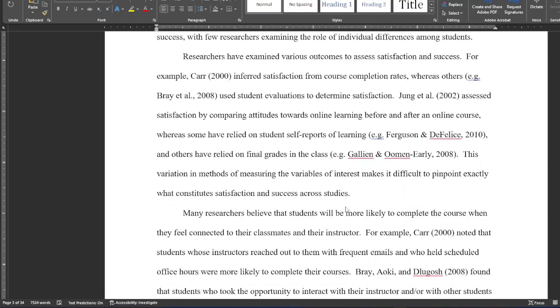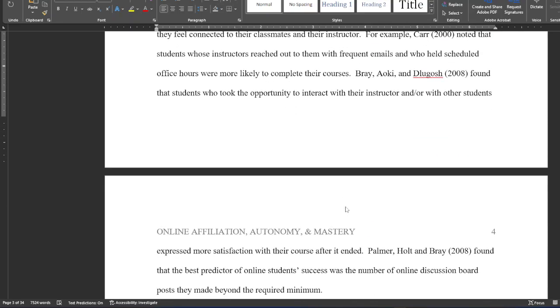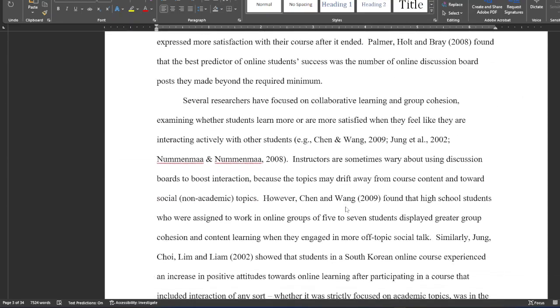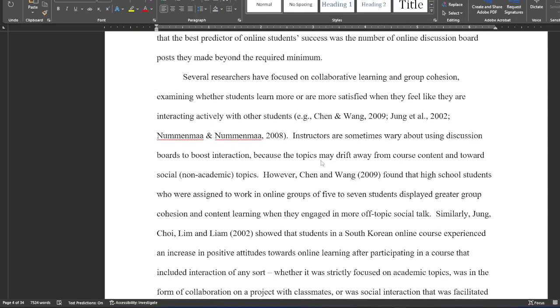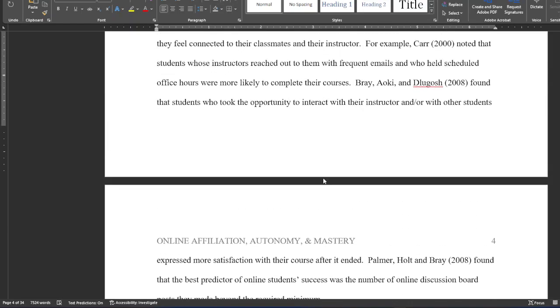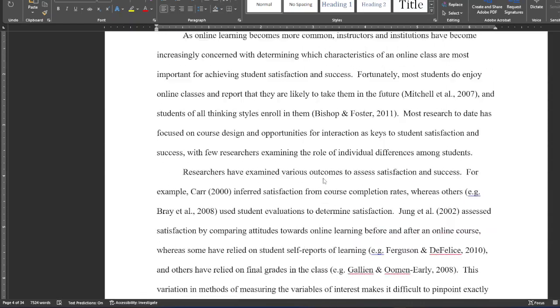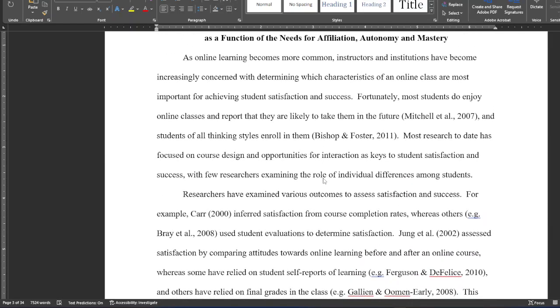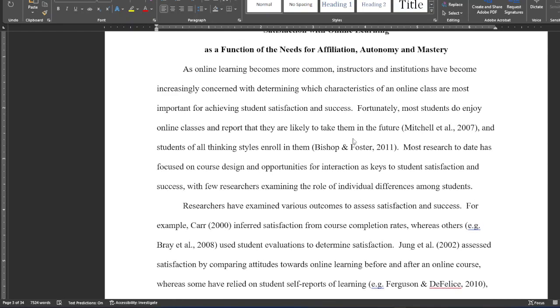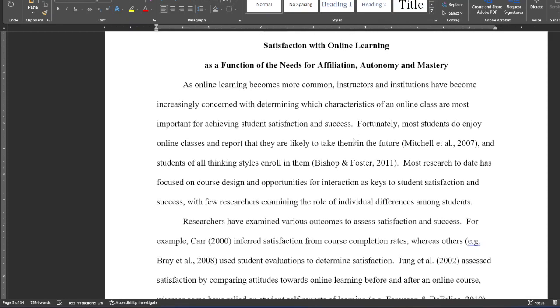Let's see if I can find a reference outside the parentheses for a 2 author reference or citation. Here we have Chen and Wang. Outside the parentheses, you use the word and. Inside the parentheses for 2 authors, you use the ampersand symbol. But with 2 authors, you always list both. I've seen students for some reason listing only one of them, and that's not correct.